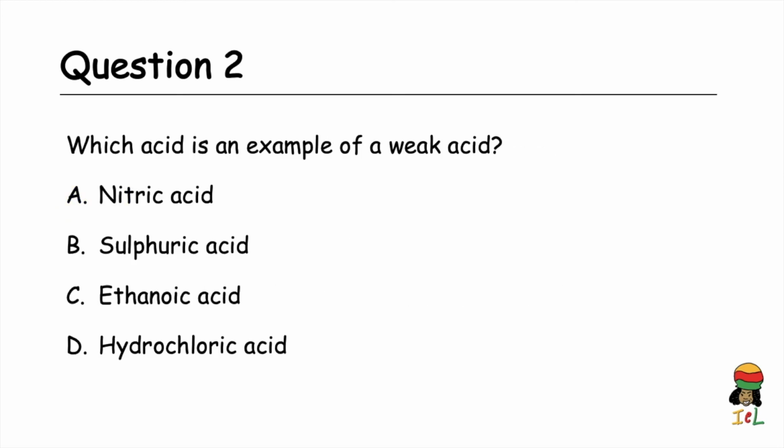Question 2. Which acid is an example of a weak acid? A. Nitric acid, B. Sulfuric acid, C. Ethanoic acid, D. Hydrochloric acid. The answer is C. Ethanoic acid is a weak acid.